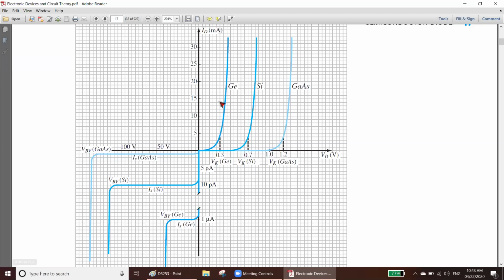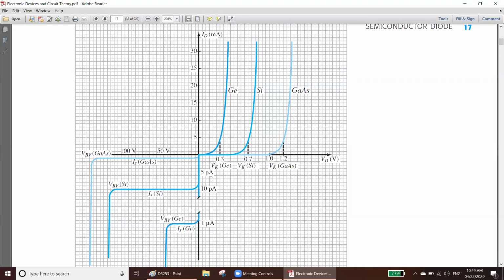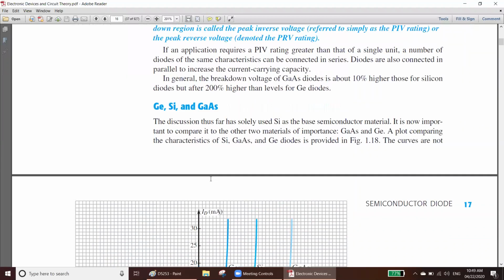So what is this actually? This is actually the current versus voltage graph of semiconductor diodes. What do I mean by that? In case of a diode, what is a diode?